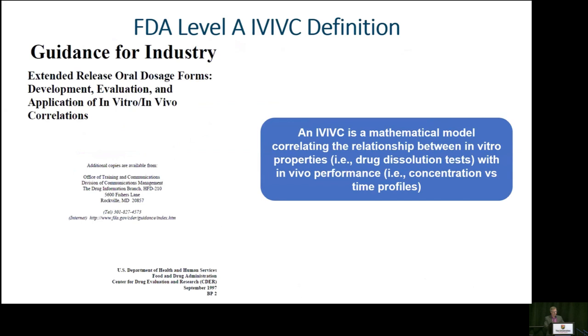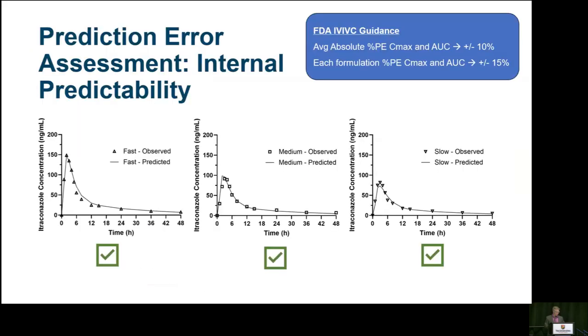And just to remind you, the scope was to try to do a level A IVIVC per the guidance, which says an IVIVC is a mathematical model correlating the entire in vitro profile, like dissolution, with the entire PK profile. And here's the thing that, from a modeling standpoint, one is interested in doing: predictions of the PK profiles in terms of AUCs with predictive accuracy for fast, medium, and slow formulations. So that worked out.